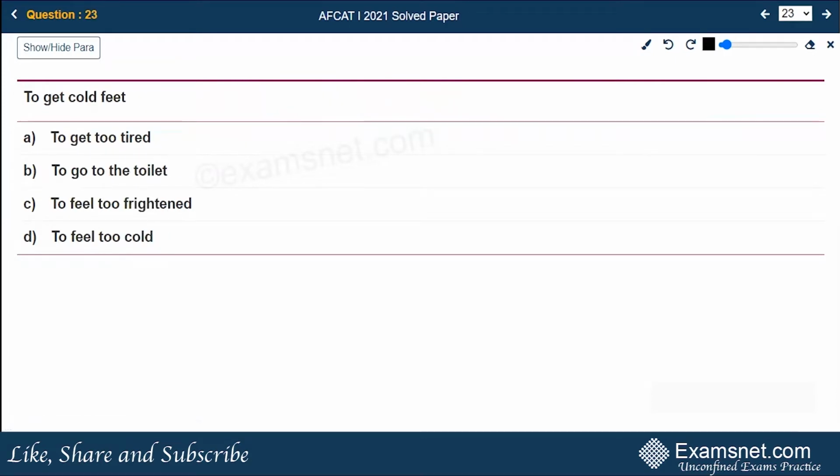Question number 22. To get cold feet. And we already discussed. See, from the given options, to get too tired, to go to the toilet, to get frightened, to get too cold. The correct option is to feel too frightened or lack of confidence, something which demotivates you. To get cold feet means to feel too frightened.